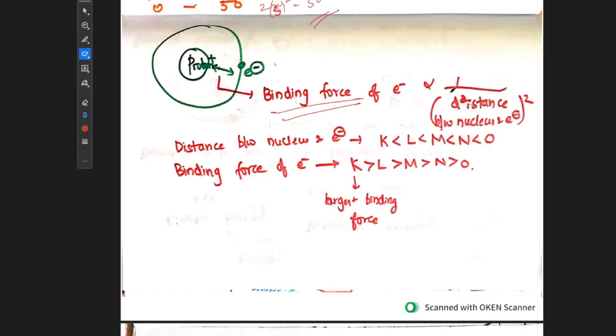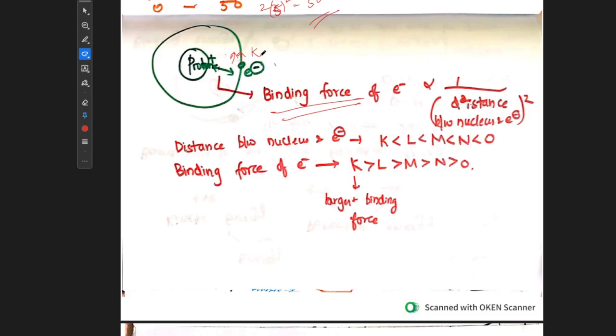Binding force of an electron is given by the formula: the binding force is inversely proportional to the square of the distance between the nucleus and the electron. If the distance between the nucleus and the electron increases, the binding force will decrease.